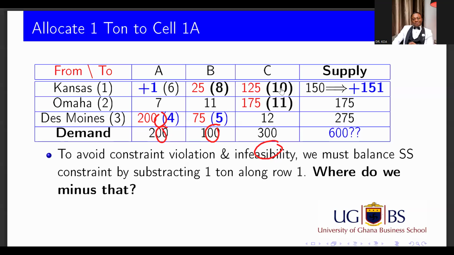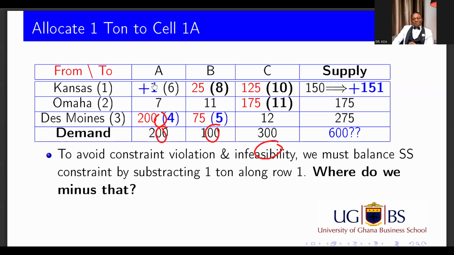So we want to avoid constraint violation and infeasibility. So we want to balance the supply constraint by subtracting 1 ton along each row. So when you take here, we are going to subtract 1 ton along each row, okay, and then minus in another row to balance. Because whatever you do must be balanced.